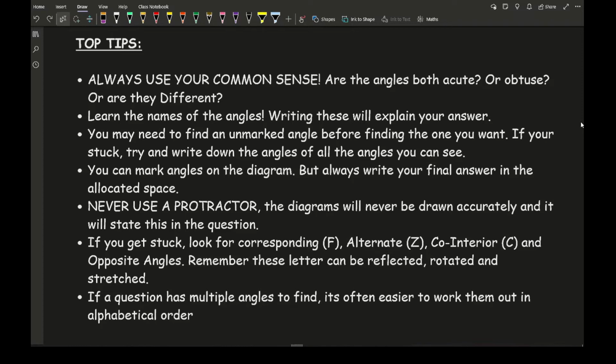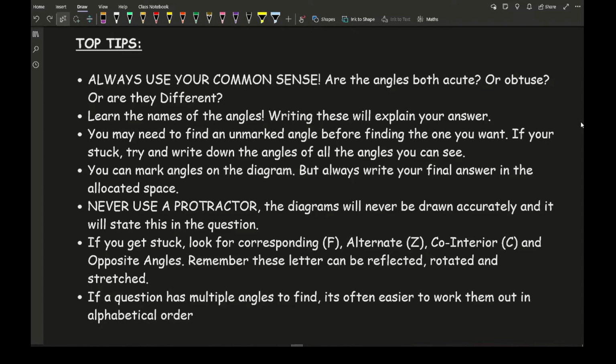Now remember that these letters, so to say, can be reflected, rotated, and stretched. So sometimes it may not look like an F or a Z or a C or even an X, but again, hopefully that should help you discover what the angles need to be.